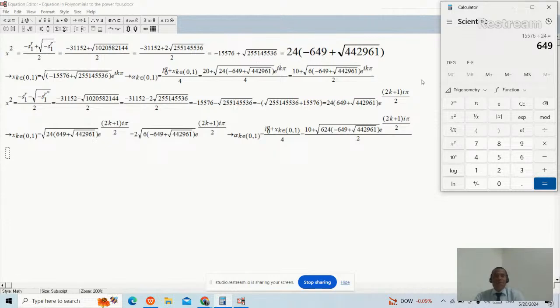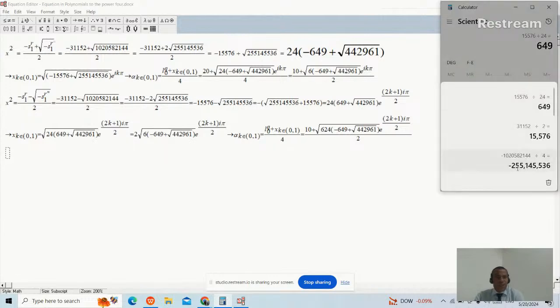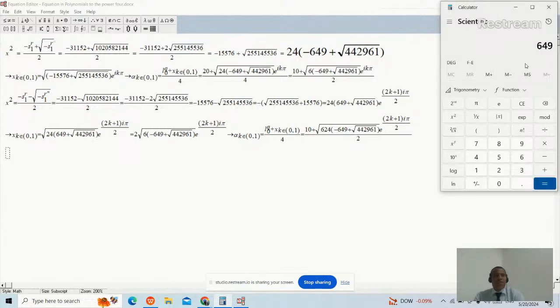Then this one, learners, I will just go back to divide this by 24. I will divide this by 24, learners. I will paste first, divide by 24 because 24 is a common factor. Divide by 24 squared, of course, 24 squared because inside the roots, it will be equal to 4, 442,961.